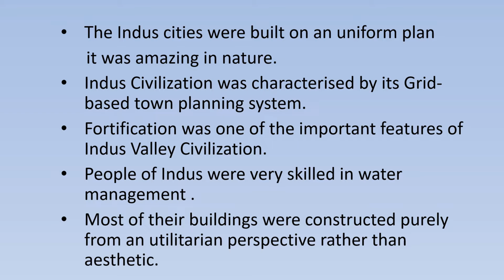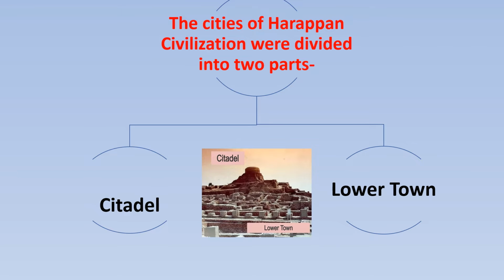Indus civilization was characterized by its grid-based town planning system. Fortification was one of the important features of Indus Valley civilization. People of Indus were very skilled in water management. Most of their buildings were constructed purely from a utilitarian perspective rather than aesthetic. The cities of Harappan civilization were divided into two parts, that is, Citadel and Lower Town.